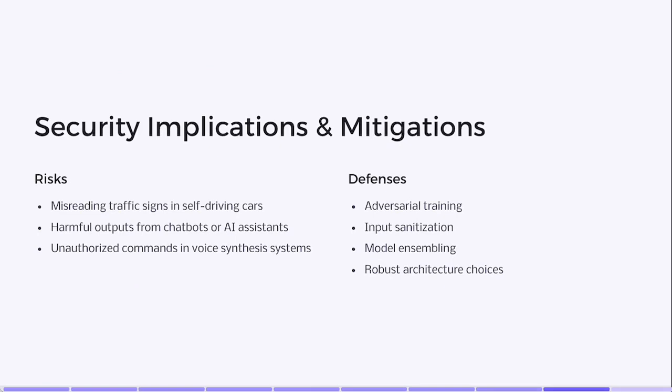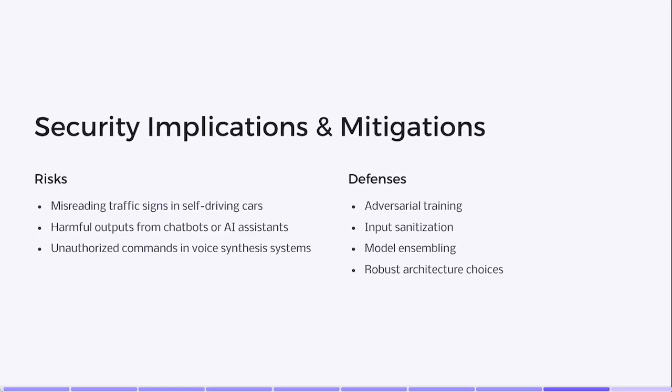So, why does it matter? Let's talk about some security implications and mitigations. Image recognition in self-driving cars might misread traffic signs. Text generation in chatbots or AI assistants might output harmful or misleading info. Or voice synthesis systems could carry out unauthorized commands.